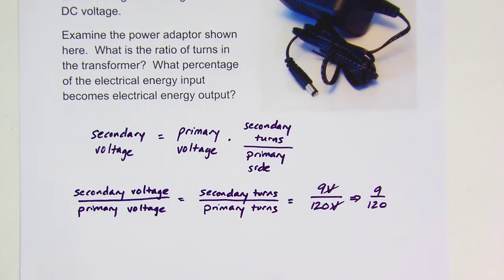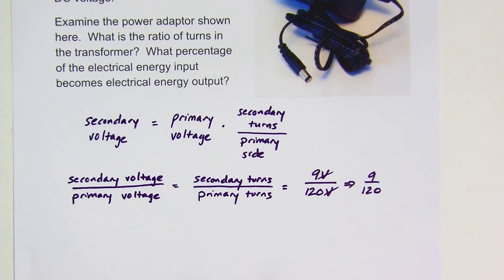The second part of the question wants to figure out what percentage of the electrical energy input becomes electrical energy output. Theoretically, and often in the physics world, in some of these calculations, we just treat energy like it's conserved and transformed completely. But in reality, if you've used one of these power adapters, they warm up with use, and that's telling you that a portion of your incoming electrical energy is actually being converted to heat. How much in this particular model?